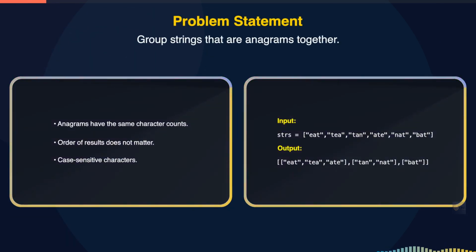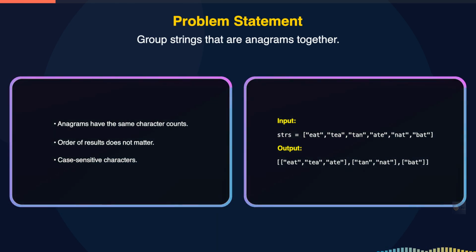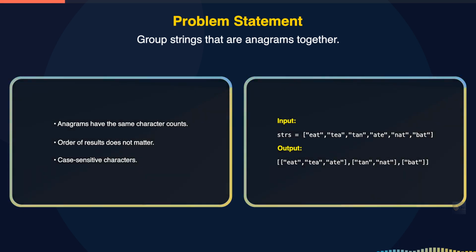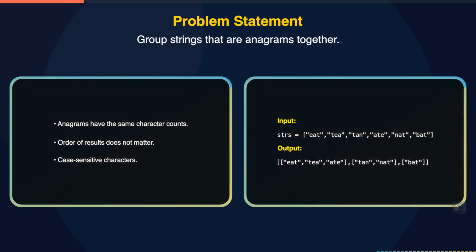Given an array of strings, we need to group the anagrams together. Anagrams are words that contain the exact same characters, just in a different order. For example, eat, tea, and ate all consist of one e, one a, and one t. Our goal is to return a list of these groups.